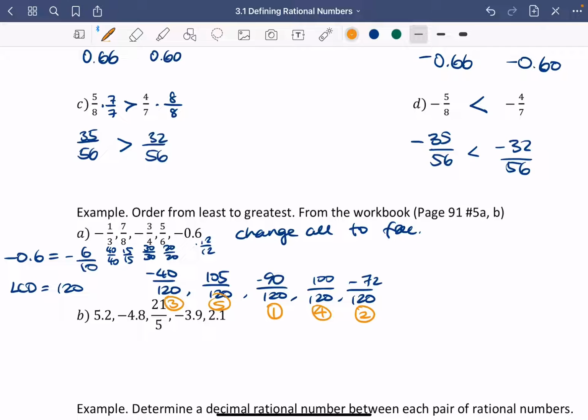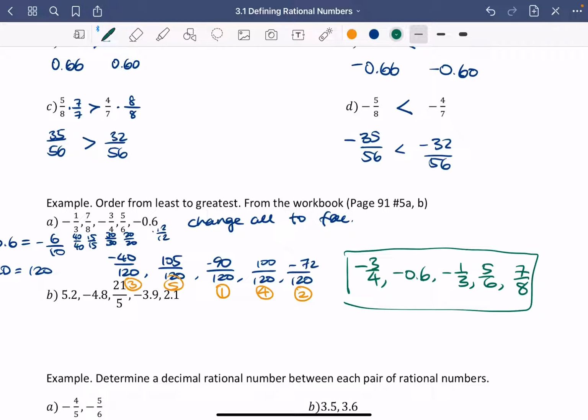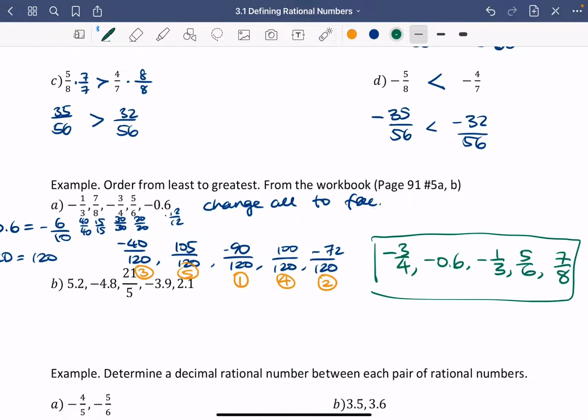Okay, so now that you have these in order, you need to order the original numbers from the question. So the first one is the middle one, negative, let me use a different color. Negative 3 over 4. The next one, negative 0.6. Then the first one, negative a third. And then 5 over 6 and 7 over 8. Okay, so that will be your answers. Okay, and so that's it for the first example.